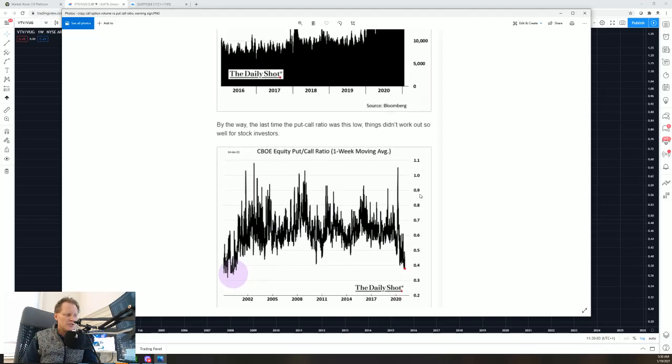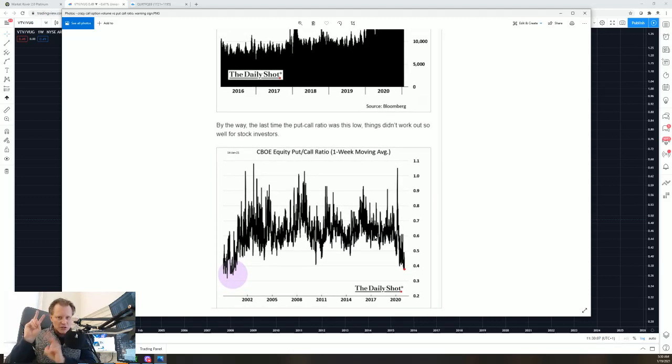And if you just go to the bottom chart here, which I will include as chart number two within this five chart deck, it is the put to call ratio. You can see the put to call ratio recently went back down to where it was in the year 2000. Of course, we know what happened in the year 2000: the internet bubble burst.